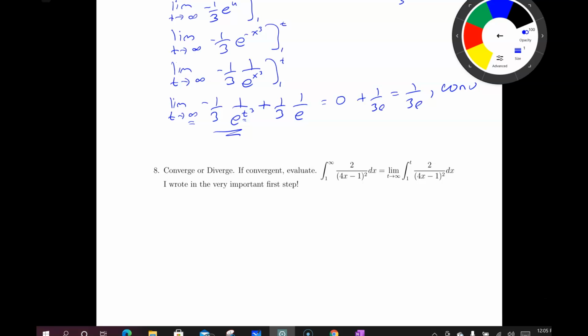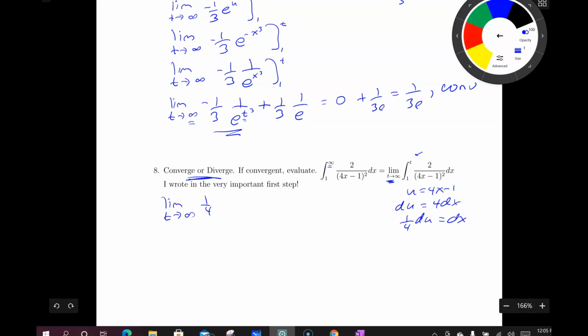All right. Looking here, converge or diverge, again, limit with infinity. So I'm putting t up here, and I can see that I'm going to need a u substitution. So I'm going to let u equal 4x minus 1. Du is 4 dx. 1/4 du is dx. Okay, so I've got limit as t goes to infinity, 1/4, 1 over u squared du between 1 and t.